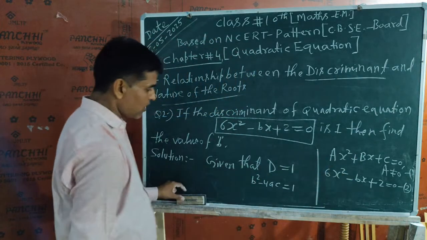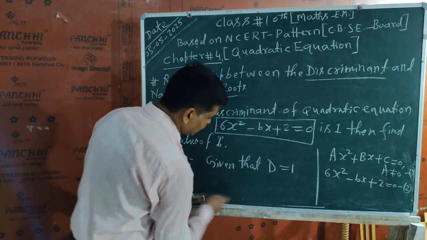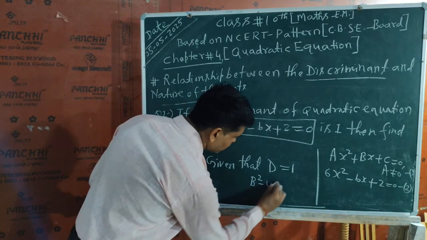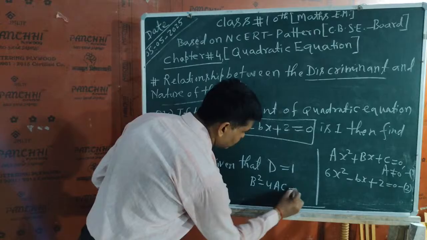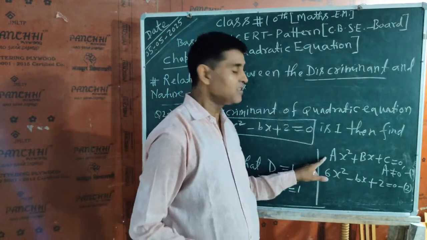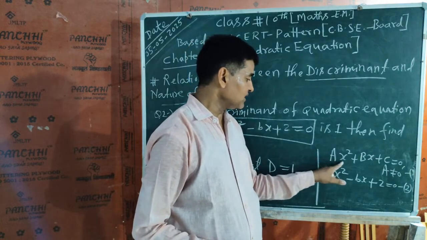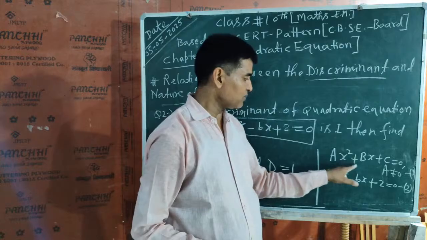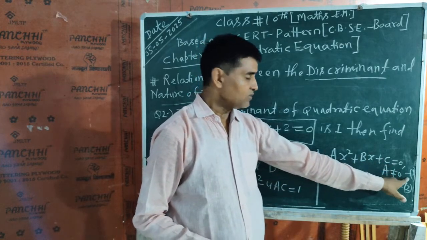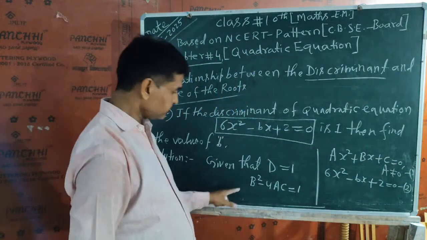Now in general form I will write like this: b square minus 4 capital A capital C which is equal to 1, because this information is written from the general quadratic equation. So here the general quadratic equation is written as capital AX square plus capital BX plus C which is equal to 0, and I will say this is the equation number 1. Okay student.